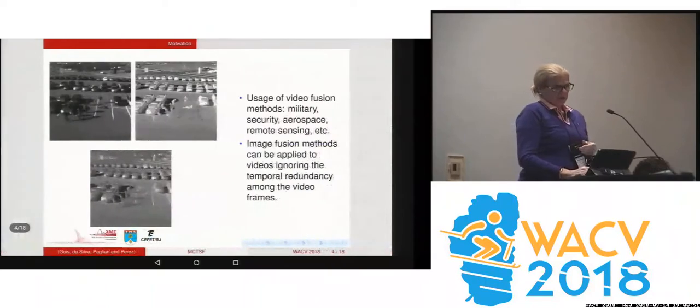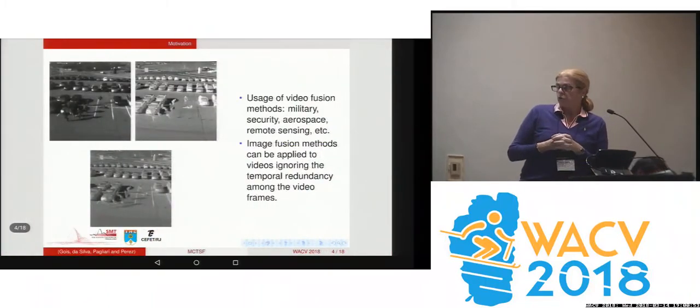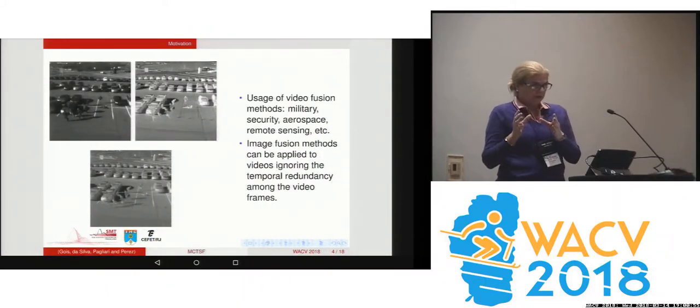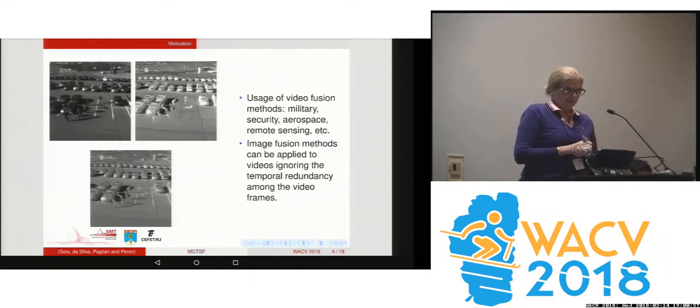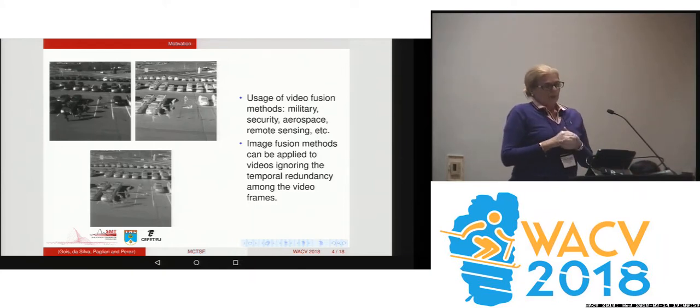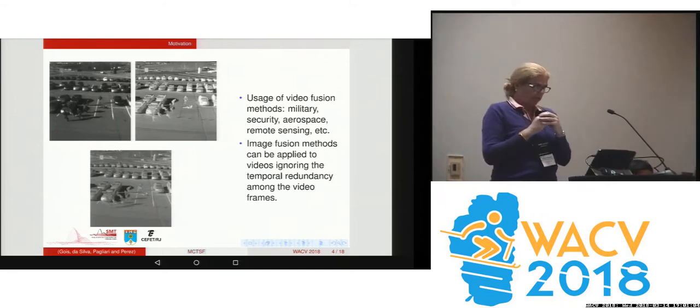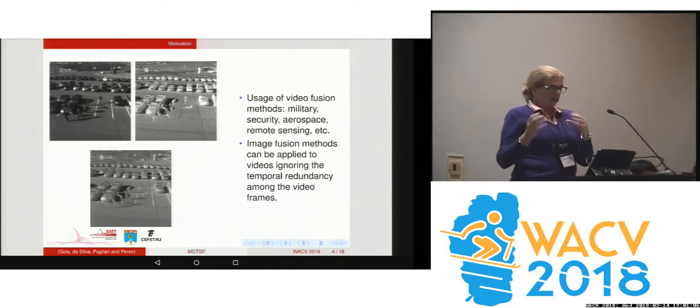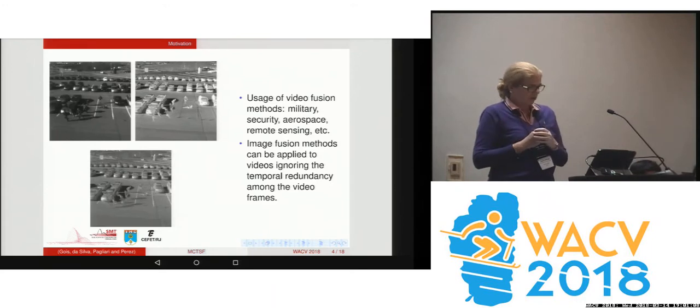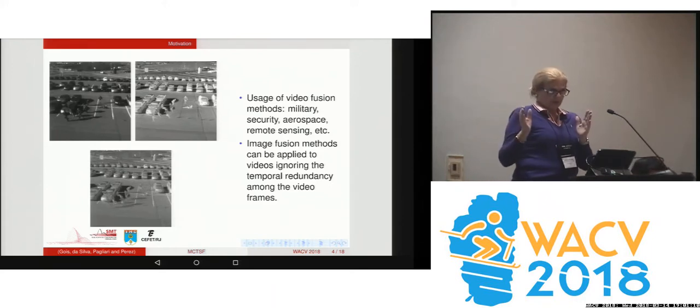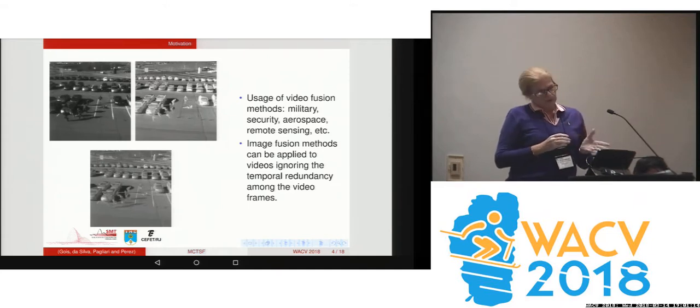What we are going to present is a fusion between the infrared data and visible light data. And why are we doing this? Because sometimes when people do video fusion, they disregard the motion information. So the temporal redundancy is not taken into account.